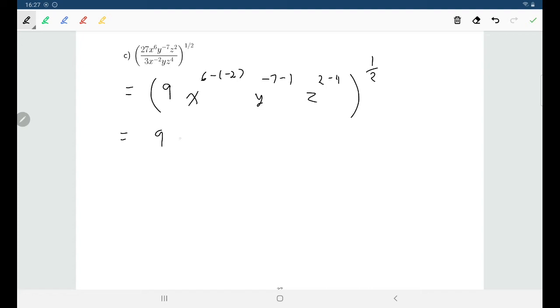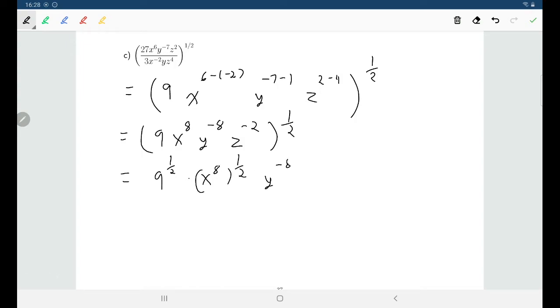Just going to clean up those exponents. 6 minus negative 2 is 8. Negative 7 minus 1, that's negative 8. 2 minus 4, that's negative 2. And now we've got a bunch of things multiplied together, all raised to the power of a half. So that means all of these individually are being raised to the power of a half. 9 to the half, x to the power of 8 to a half, y to the power of negative 8 to a half, z to the negative 2 raised to the power of a half.